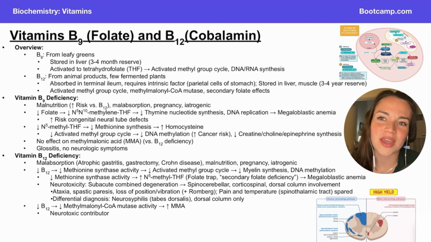Hi everyone, my name is Paige and thank you so much for joining me for our lesson on vitamins B9 and B12. Vitamins B9 and B12 are both water-soluble vitamins, but interestingly, these are water-soluble vitamins that do have a storage supply within the body.